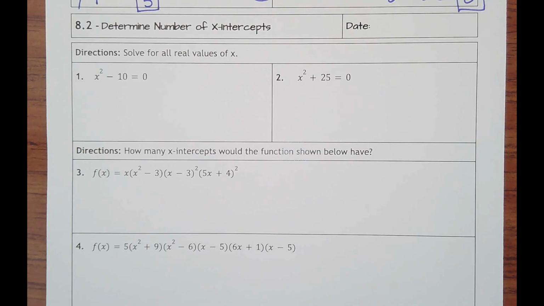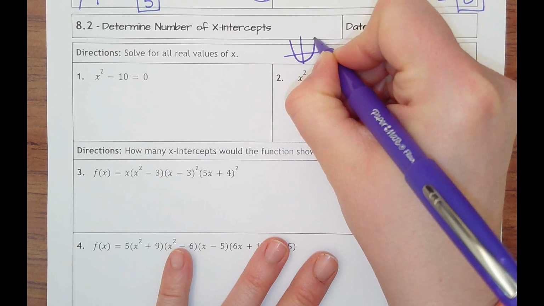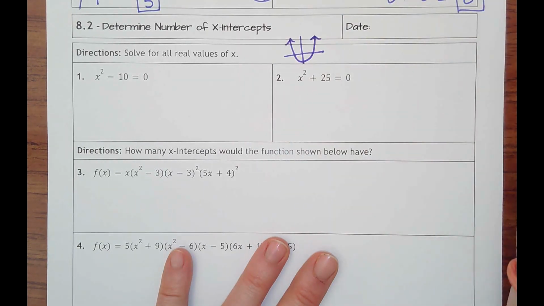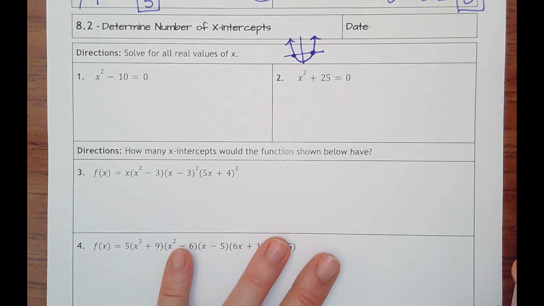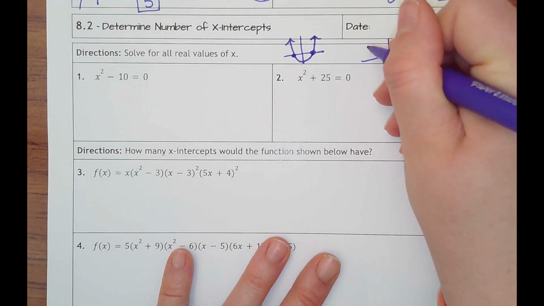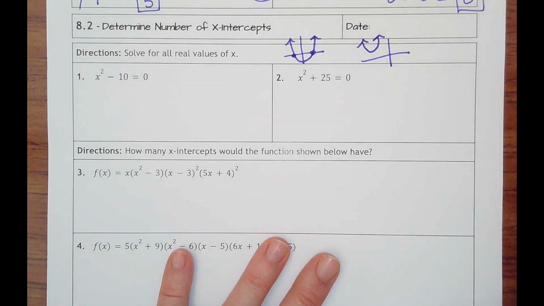Lesson 8.2 is determining the number of x-intercepts. So we talked about this with quadratics. Remember when we graphed a quadratic function and we said we want the solutions or the roots or the zeros? Those are also known as finding the x-intercepts. Sometimes we had two, sometimes we got imaginary roots, which means it doesn't even look like it has any x-intercepts.